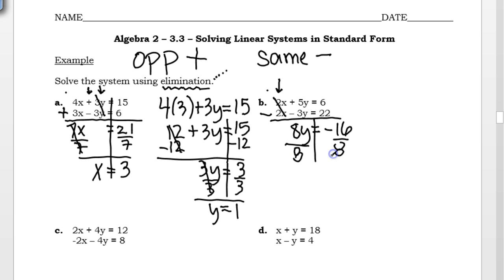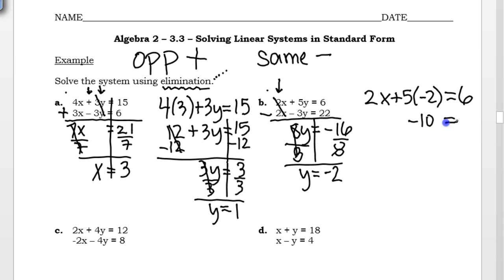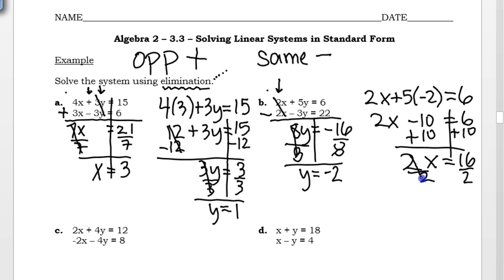Exactly the same way. I'm going to divide 8 on both sides of the equation, and y is negative 2. Now because I solved for y, I need to get x, and to get x, I'm going to sub that negative 2 back in for y. So I take my top equation, and I sub in a negative 2 for y. 5 and negative 2 is negative 10. And then we're going to solve for x by adding 10 to both sides of the equation, dividing by 2 on both sides of the equation, and x is 8.